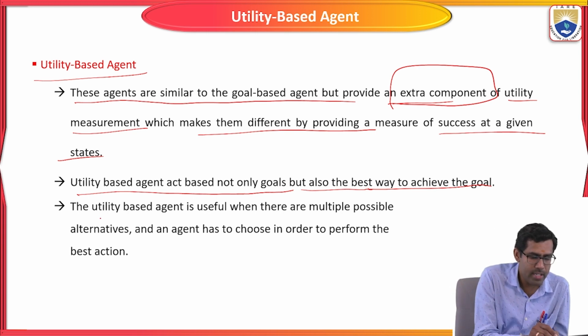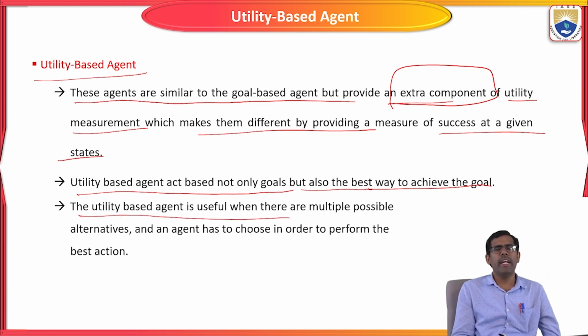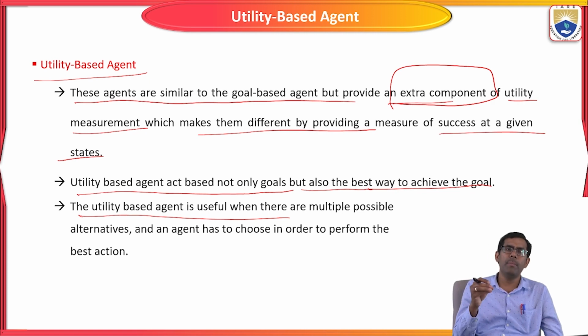Okay, so the utility based agent is useful when there are multiple possible alternatives. For example, if you want to travel from Hyderabad to Bangalore, we have different options, right? Either by road or by vehicle, there are different travelling modes. If I'm choosing a bus, that is one option. If you are choosing a train, it is a second option. If I'm choosing a flight, it is a third option. If I'm choosing my own vehicle, it is a fourth option.